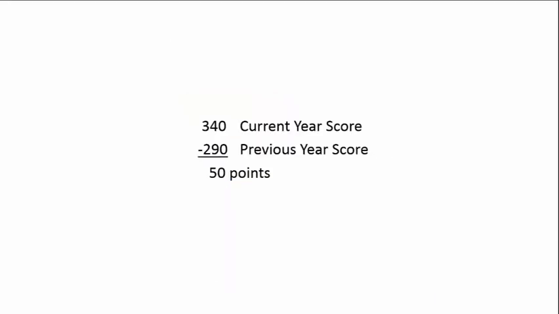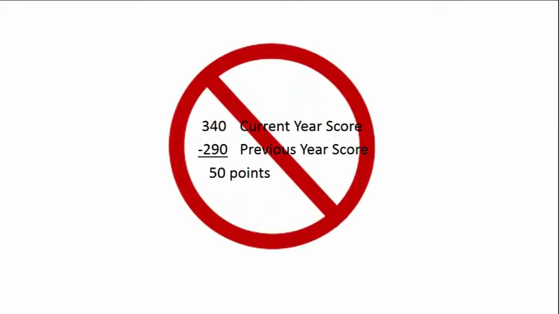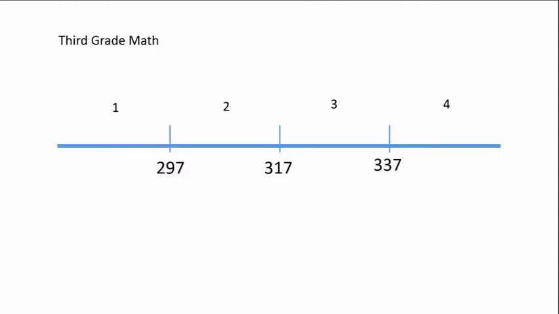Utah's math assessments are vertically scaled. However, we are not able to simply subtract the current score of 340 from the previous score of 290 to measure growth, because the difference of 50 points doesn't tell us if Anthony's growth was below average, average, or higher than average. So, how do we know how much Anthony grew last year?